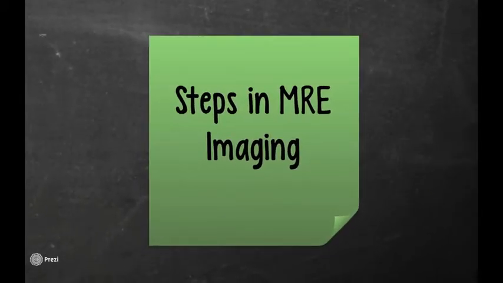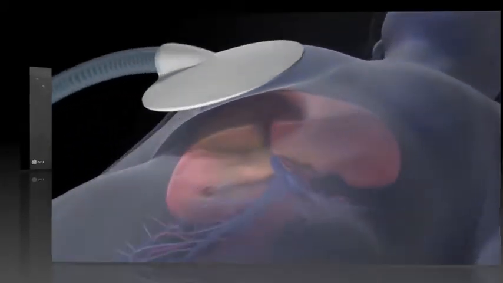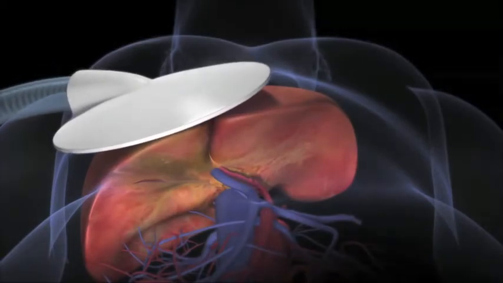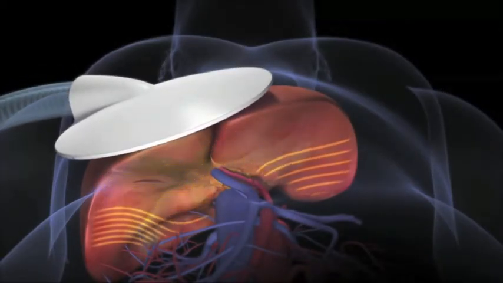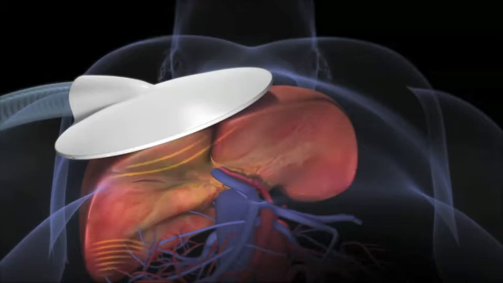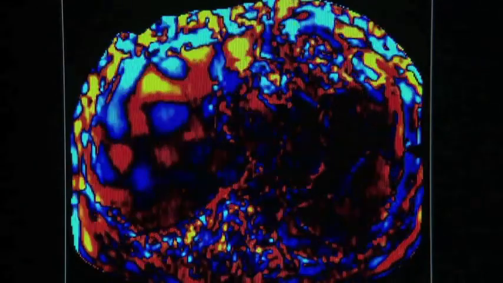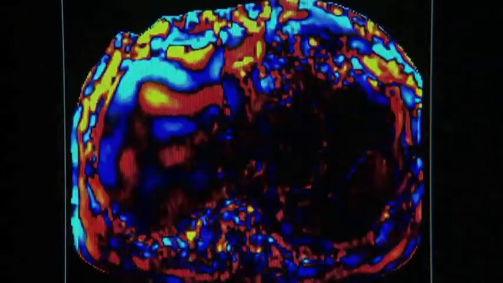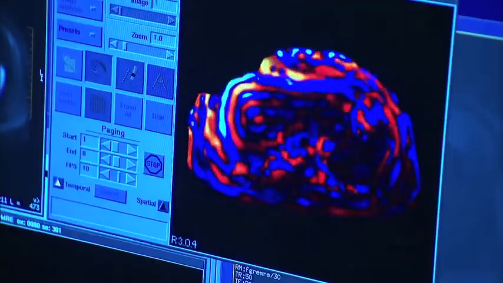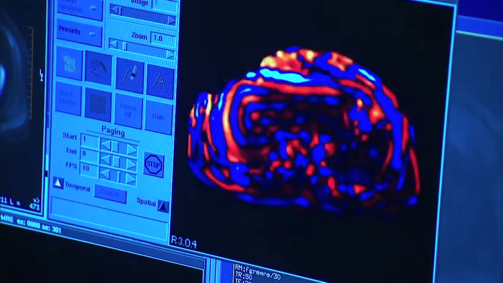MRE involves 3 steps: generating shear waves in the tissue using an electromechanical transducer on the skin, receiving an MR image based on the propagation of these waves in the tissue, and finally, the processing of the information in order to create an elastogram.